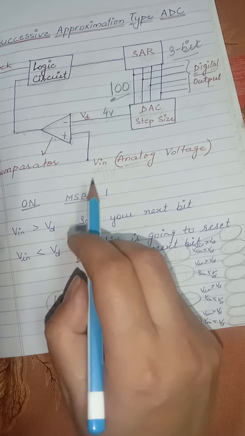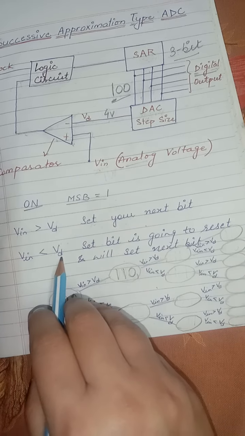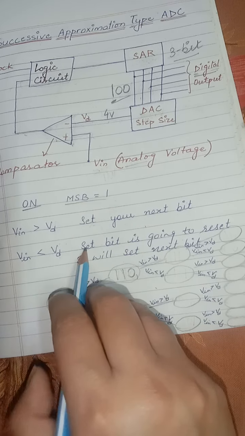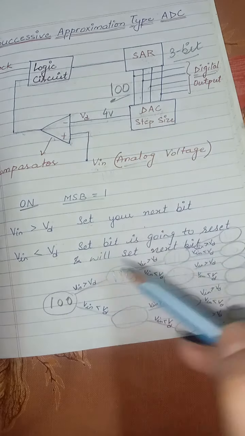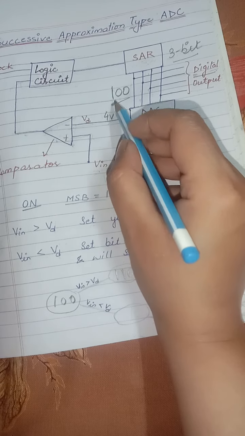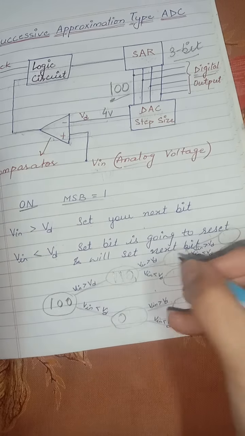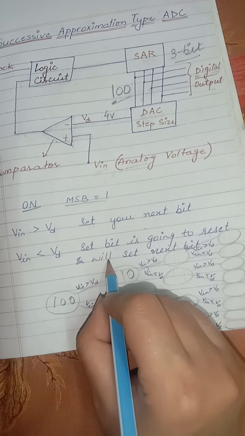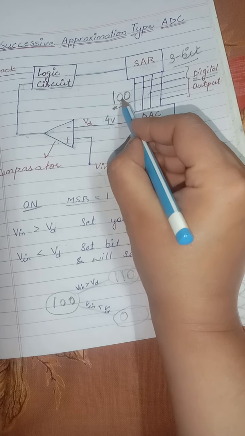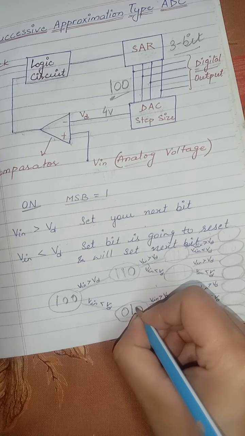And in the other case, suppose VIN is less than VD, then the output of the SAR will be such that the set bit is going to be reset. It is an already set bit, it will reset the set bit, 1 will be converted into 0, and it will set the next bit, it is 0, it will convert it into 1, and again 0.